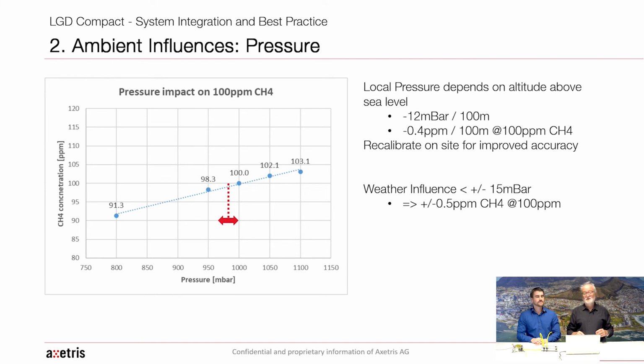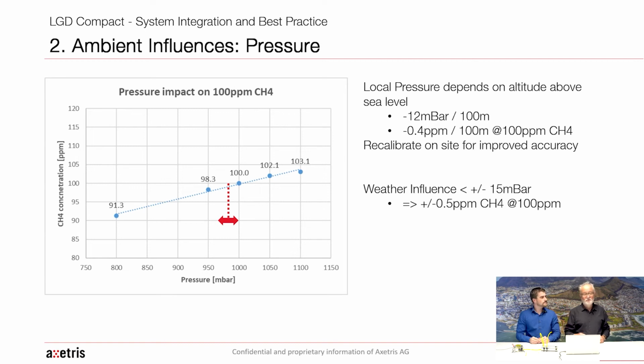Yeah, the local pressure depends on the altitude above sea level, and you lose about 12 millibars of pressure per 100 meters of altitude change. And our sensor will react with a change of minus 0.4 ppm only when you measure at 100 ppm of methane, for instance. And this influence can be reduced to 0 when you recalibrate on site where you use the unit.